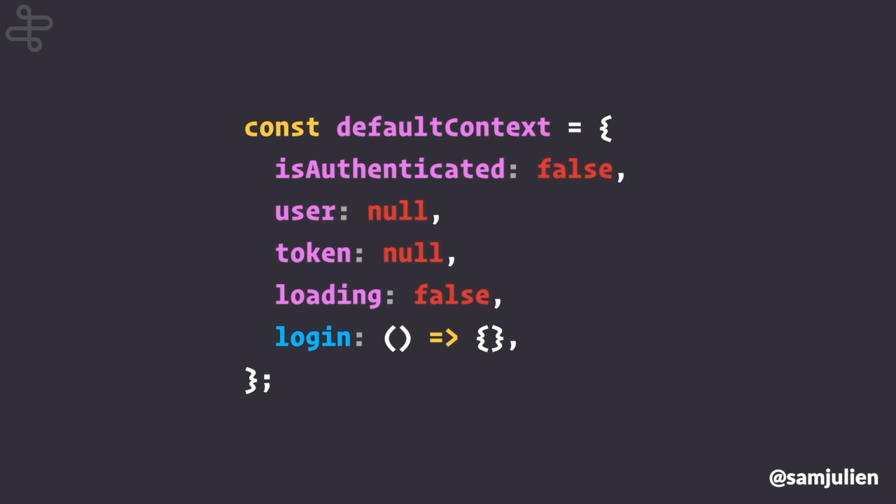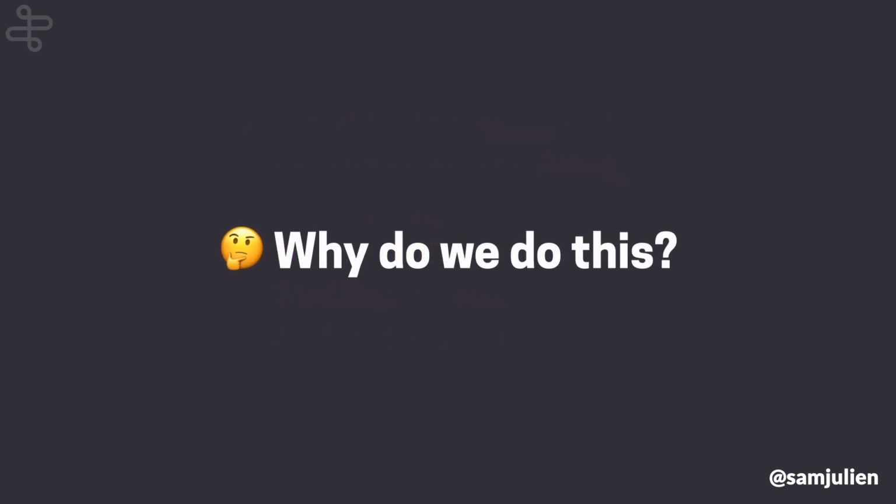Well, the default context is going to look like this, where we have these default values for the values that we're giving our context. So we have things like isAuthenticated set to false and a fake function for login that doesn't return anything. Normally, we don't need to do this. In a regular React application, we probably don't need to worry about providing these default values because we just create default values when we do our useState. But this won't actually work in Gatsby. Why is that? Why do we need to do this?